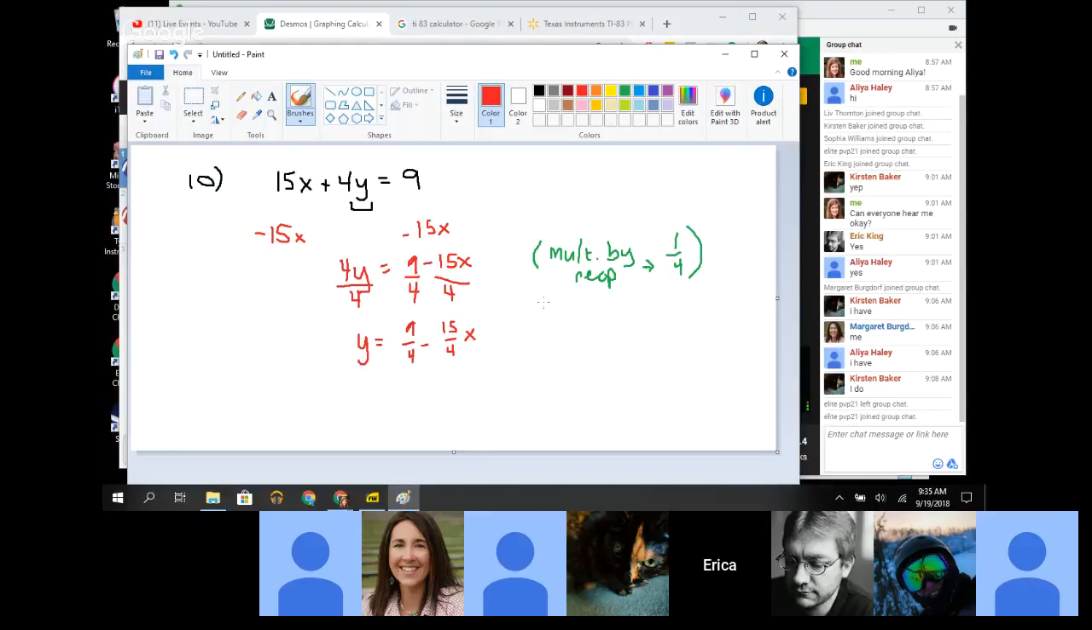It is the same equation as 15x plus 4y equals 9. These two equations equal each other, right? This equation and this equation are the same equation. They're just written two different ways. They're equivalent equations to each other. They mean the same thing.